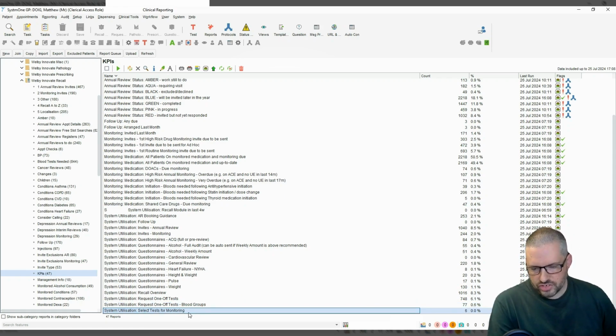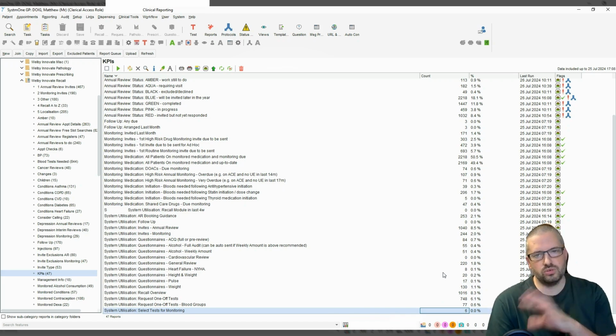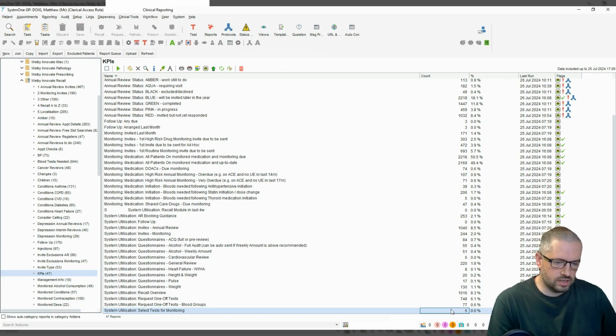And then the select test for monitoring, that's our template where you're saying things like 6 monthly PSA for this patient. When you are first going live with a system, you'd expect that number to be a fair bit higher because you're probably transferring over patients from old systems like scheduled tasks or recalls onto it. Once you're up and running, that number probably will be fairly low. And it's really only patient-specific monitoring that you would expect to find in there.